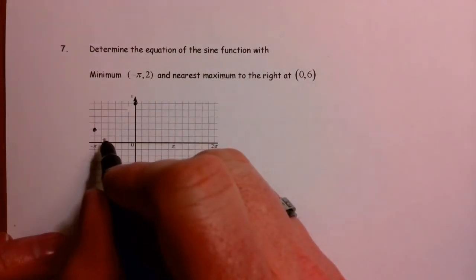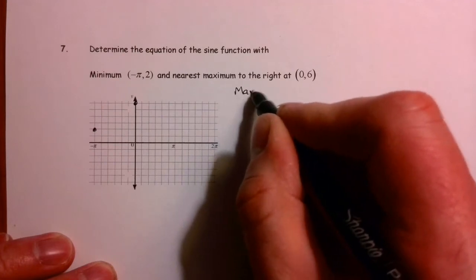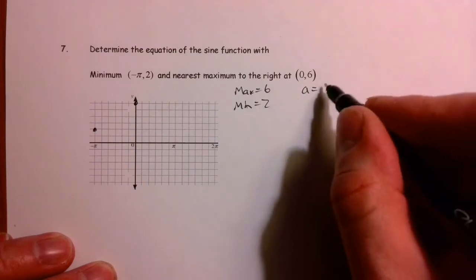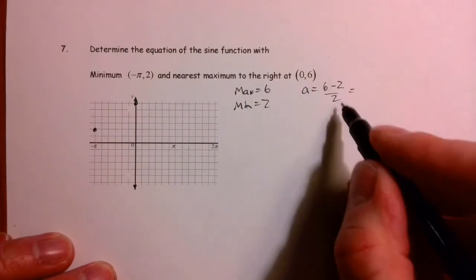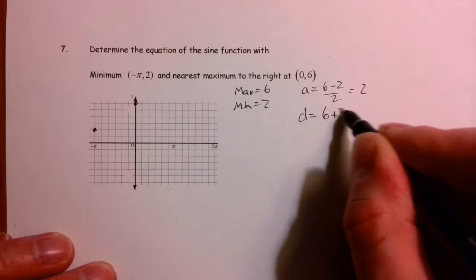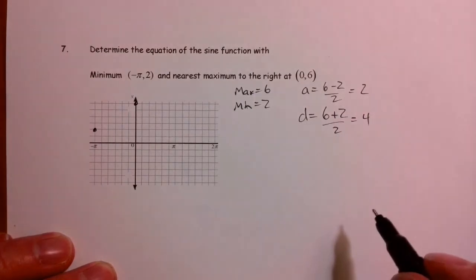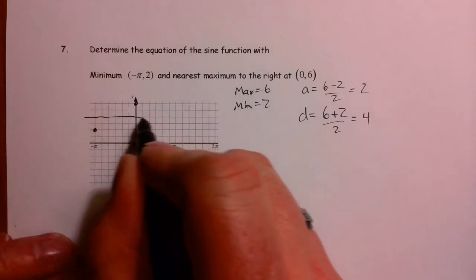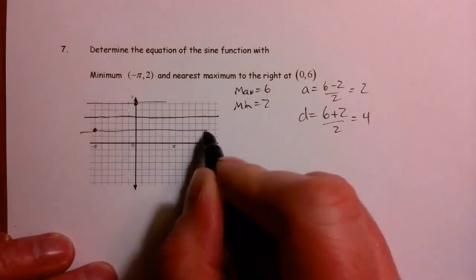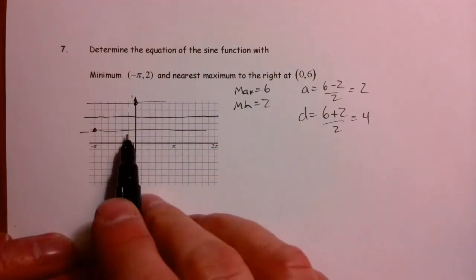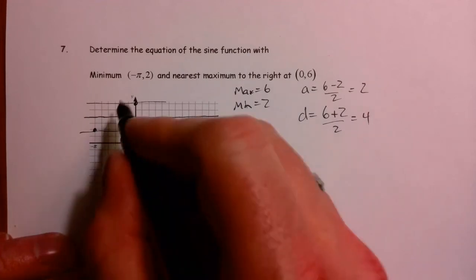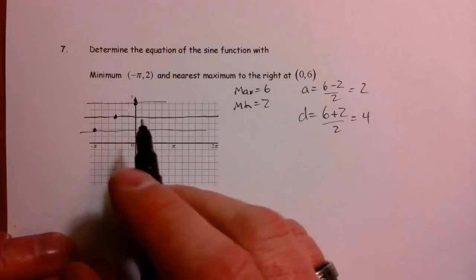Okay, so I know that my max is 6. My min is 2. That means my a value here is going to be 6 minus 2 over 2. Well, that's 4 over 2, which is just going to be 2. The d value will be 6 plus 2 over 2, and that's going to be 4. So here's my middle. Okay, there's my max, there's my min. I know that halfway in between those two, so from 0 to negative pi, halfway is going to be negative pi over 2. I'm going to hit the middle, because there's symmetry here.